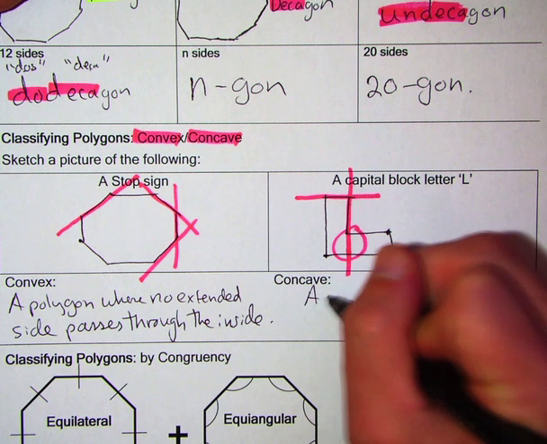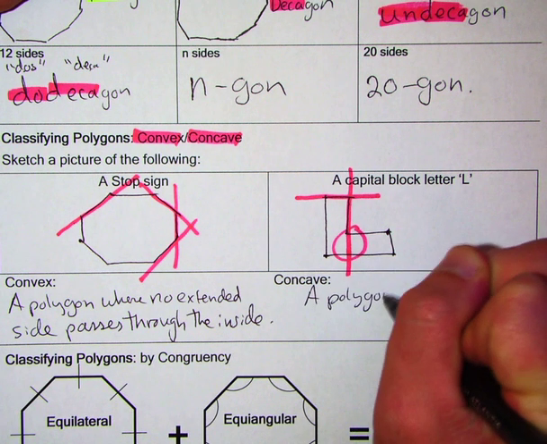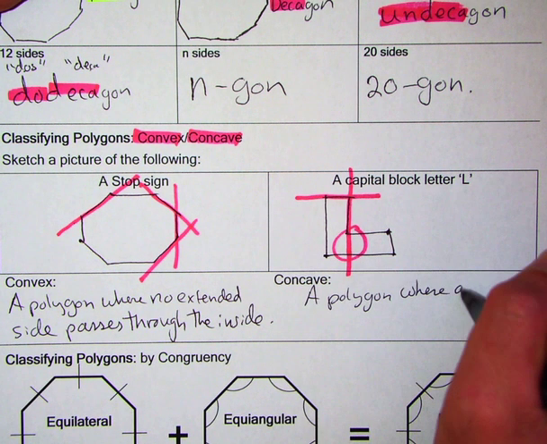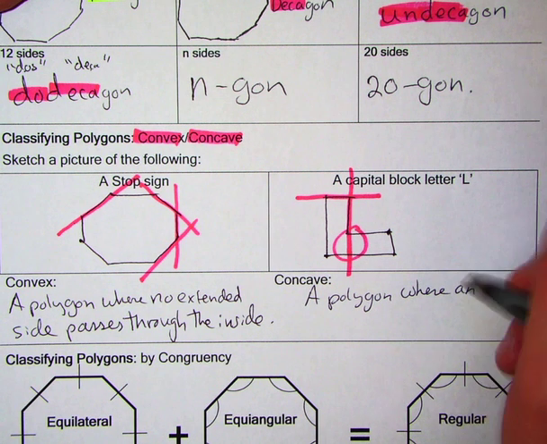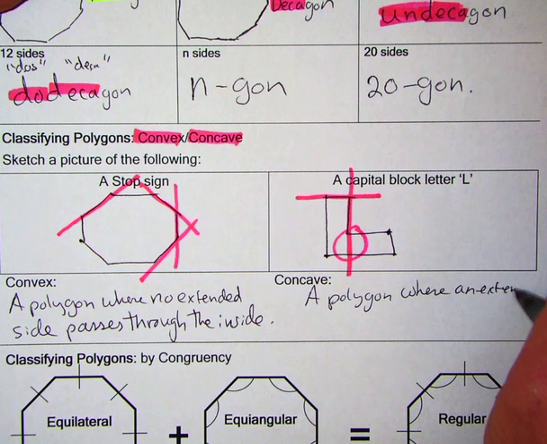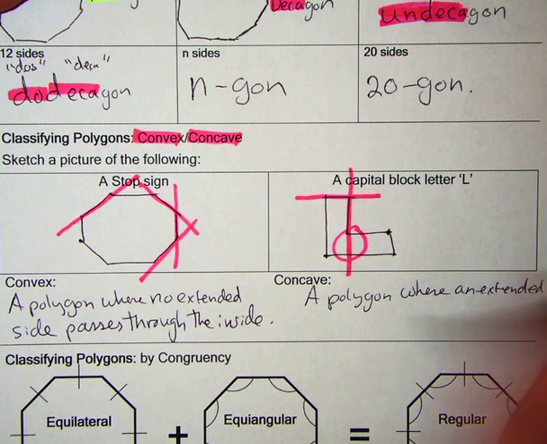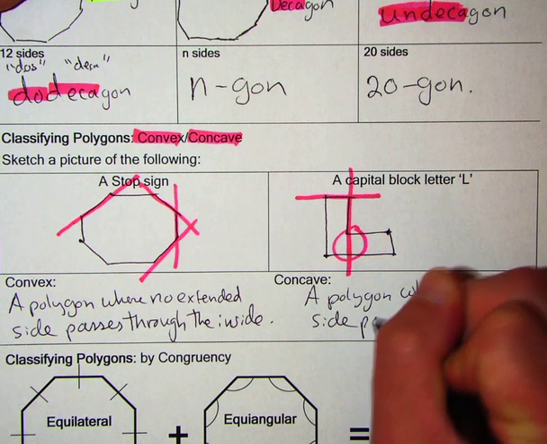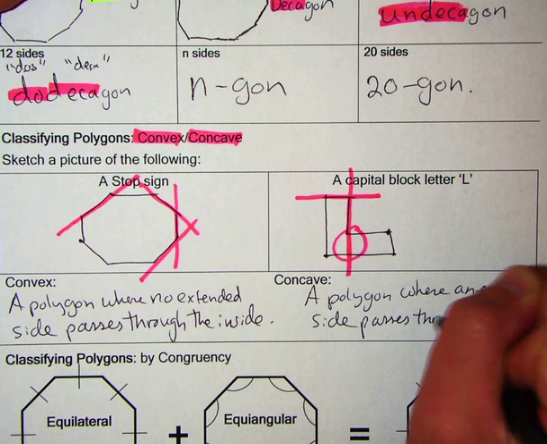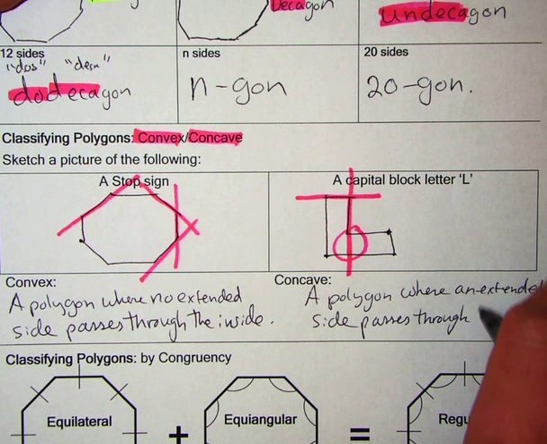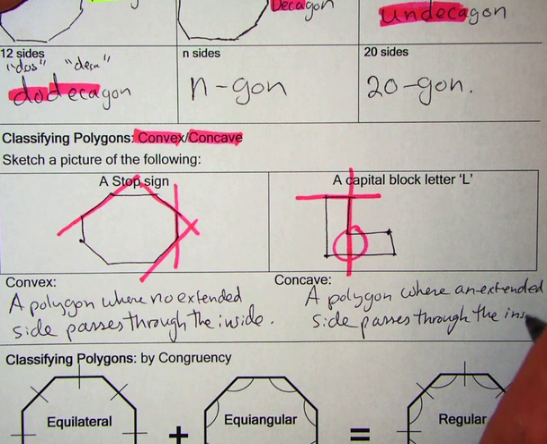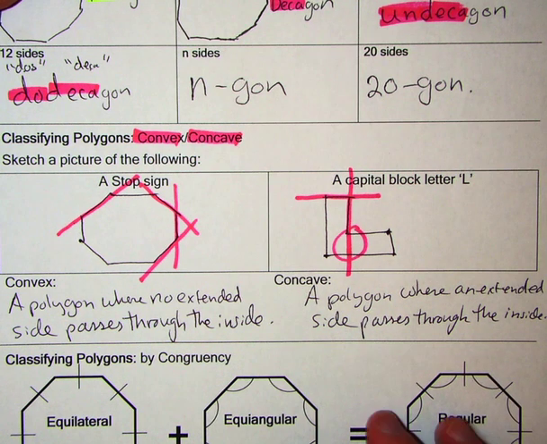And here, this is a polygon where at least one extended side passes through the inside. Okay?